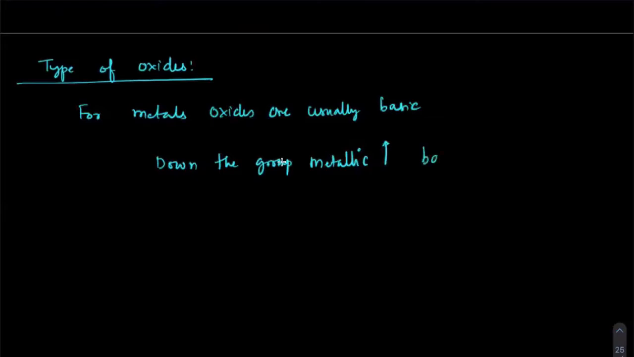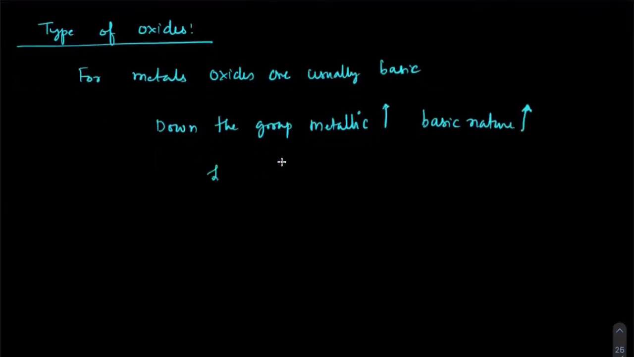Metallic nature increases, which means basic nature increases. Got it? For example, Li2O is less basic than Na2O, which is less basic than K2O, which is less basic than Rb2O, which is less basic than Cs2O. Cs2O is a very highly basic oxide.